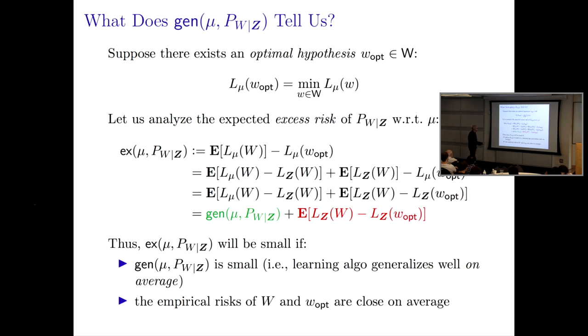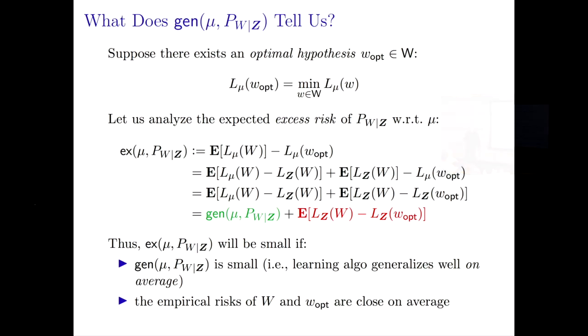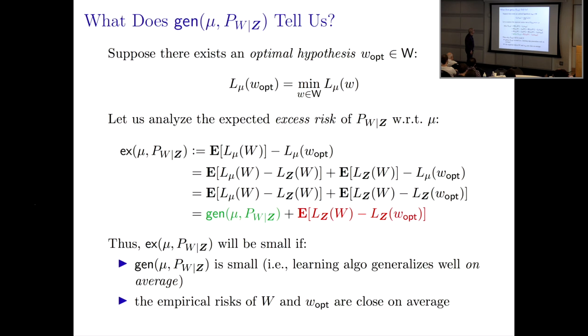So what does this generalization error actually tell us? If you're an information theorist, you're used to seeing functionals of a pair of a distribution and a channel, like mutual information. So it's sort of like that, right? But it's somehow tied to a particular loss function. So let's suppose that there exists an optimal hypothesis, meaning that's the one that if you had known the distribution mu, you would have picked, and then you would go with that every time. There would be no need to learn anything.